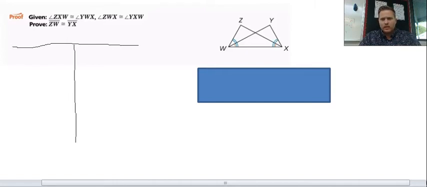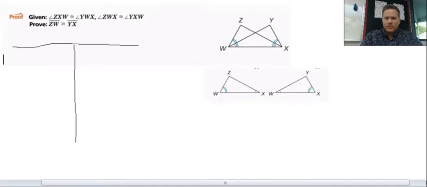I have a picture right here for us. So the picture looks something like this. When I separate these two triangles, since they're overlapping, I see that I have W and I have X, and I see what angles they have in common. And then I see too here that they both overlap at WX. So all I got to do now is do a proof in order to show that my two triangles are congruent. Okay, so let's do a proof right here.